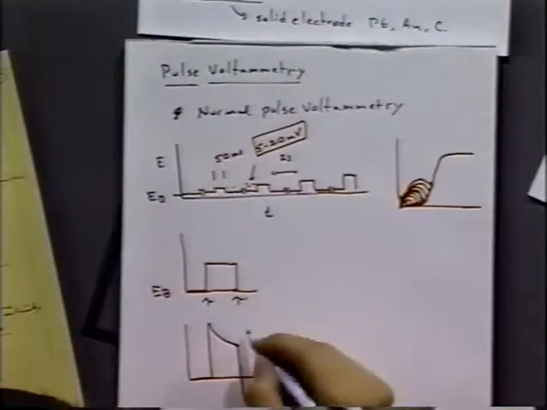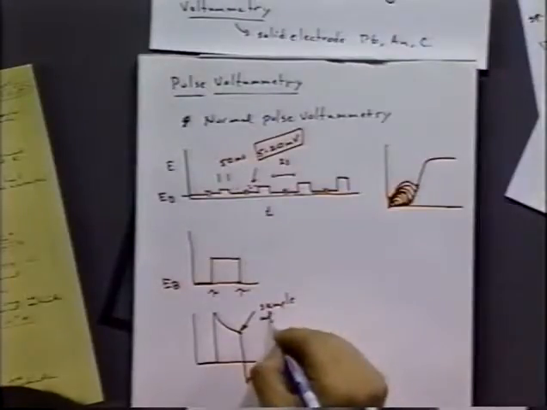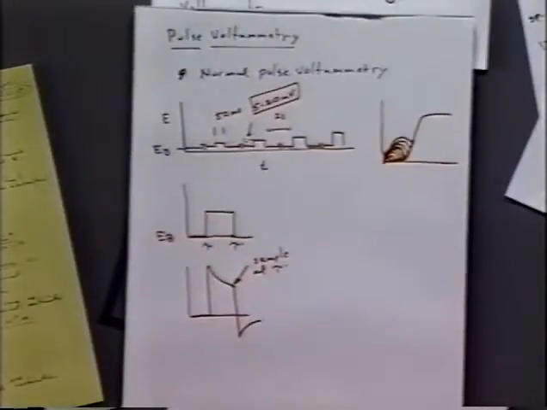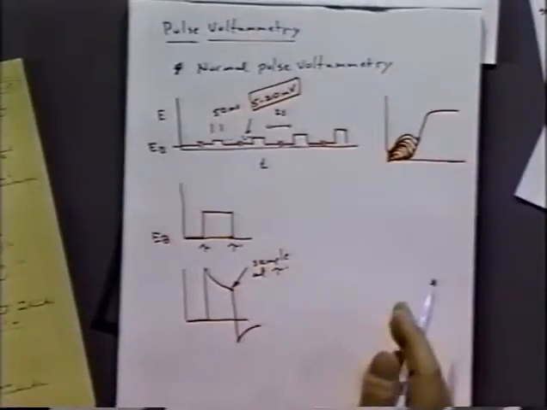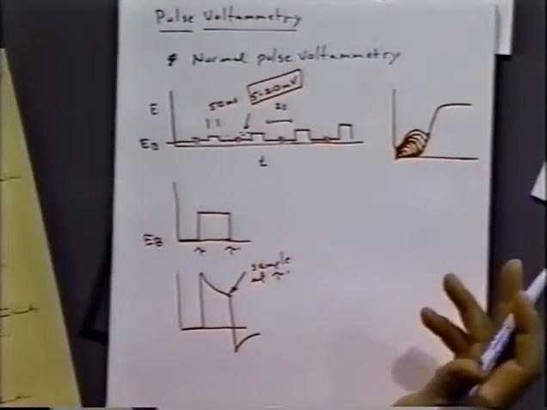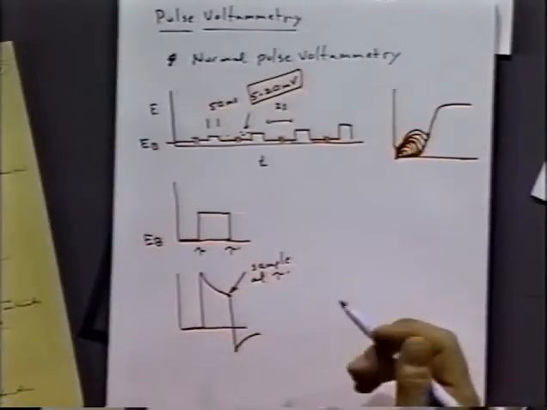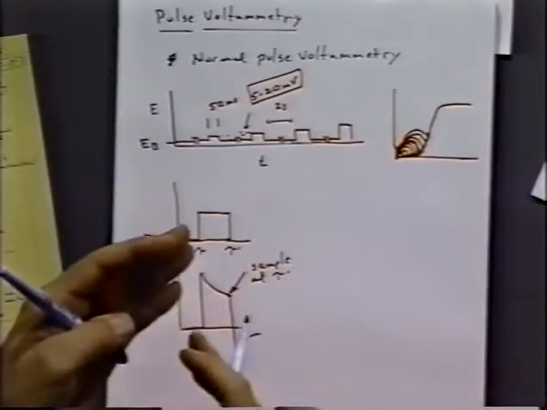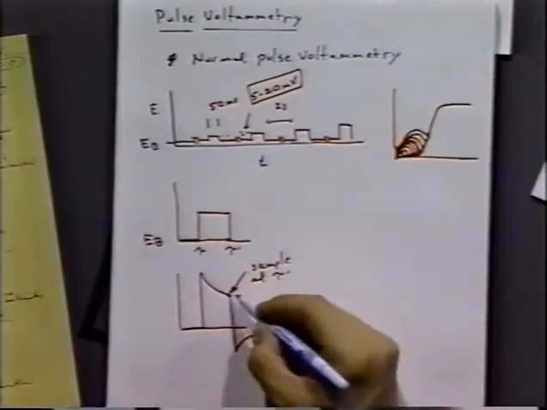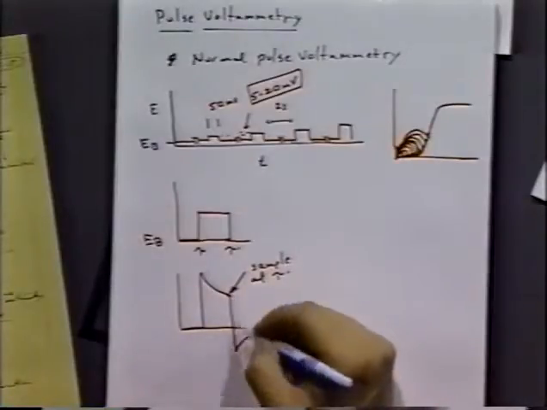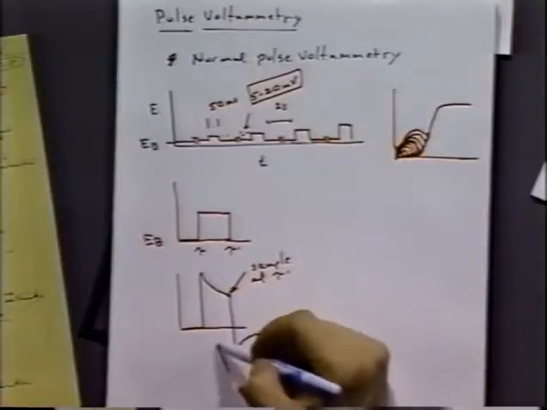And what we do is we sample at tau prime. And we sample just before we step back. There's no real advantage to the fact that we're sampling right at tau prime. We don't want to sample before tau prime, because if we were going to sample before, we would just as soon step back at that particular time. So we're always going to be sampling right at the end of our drop, or end of our pulse.